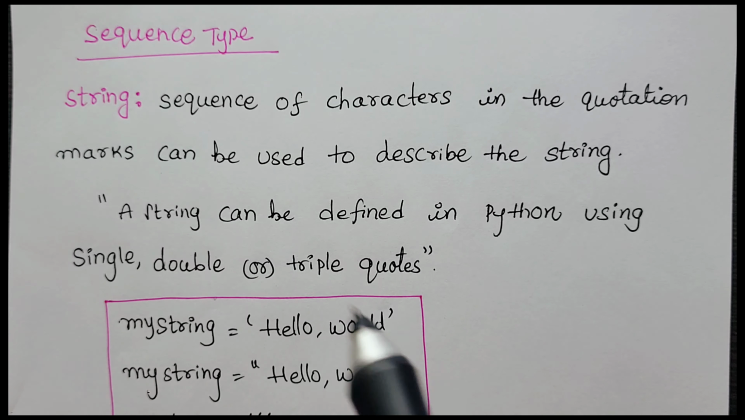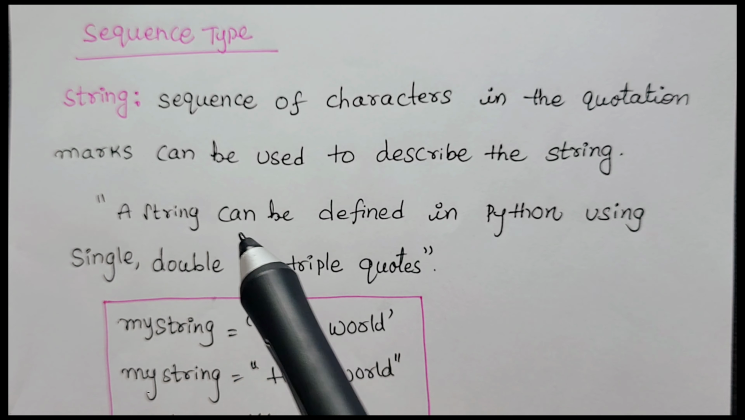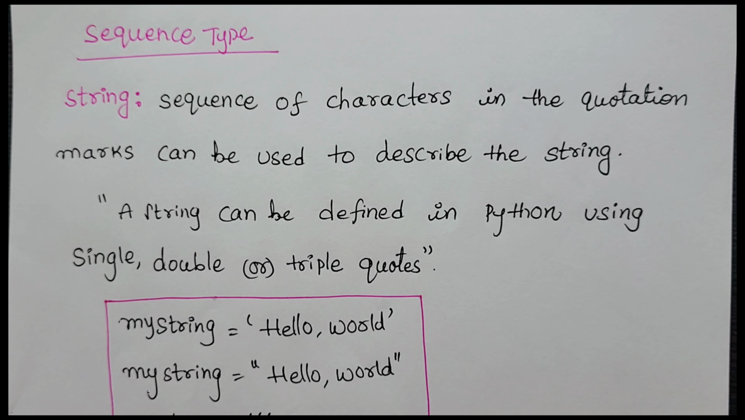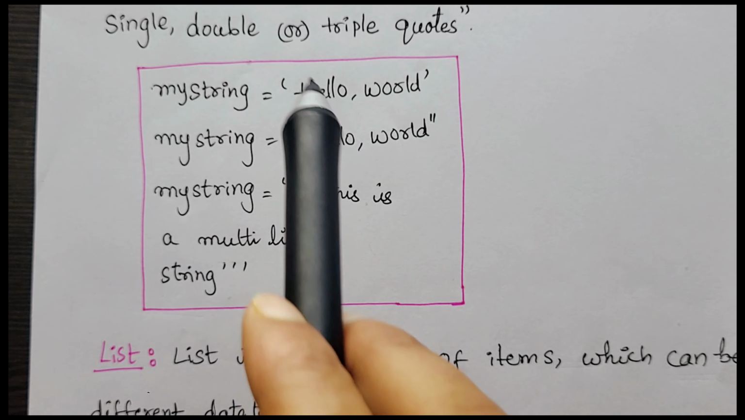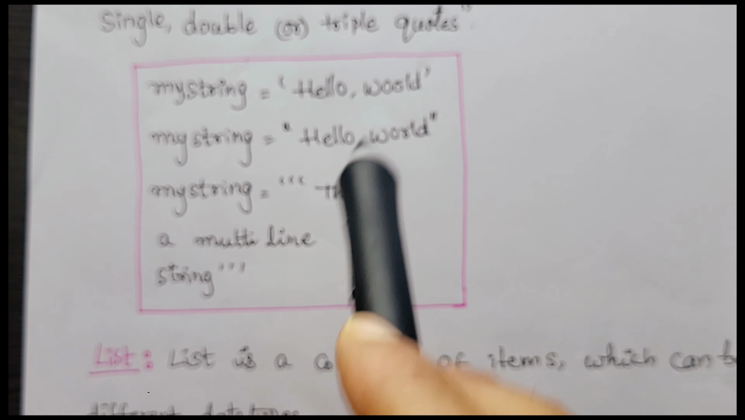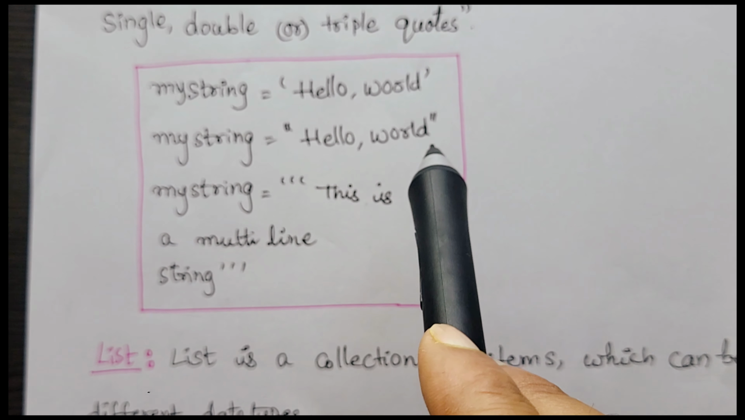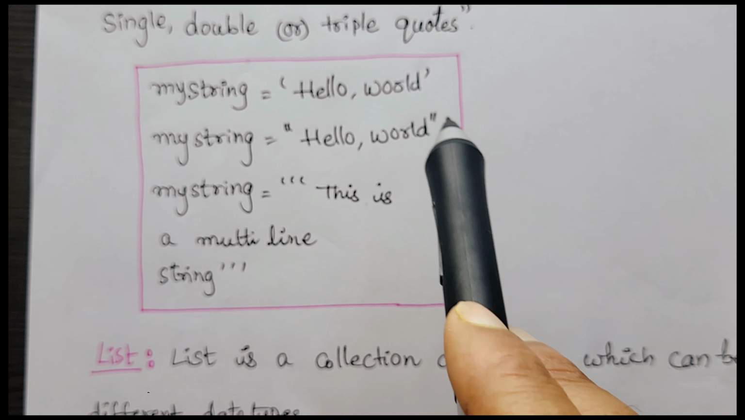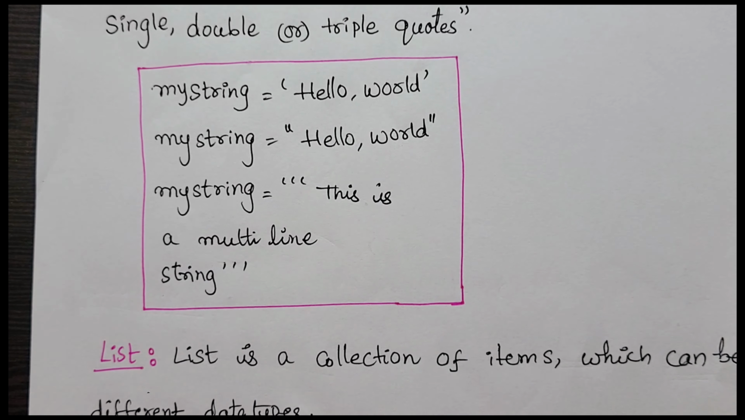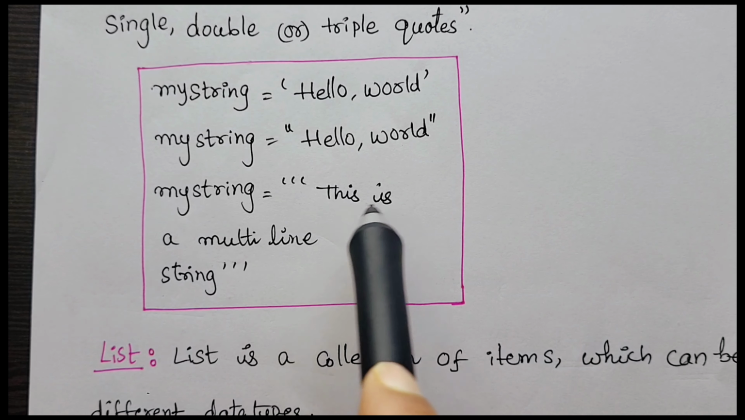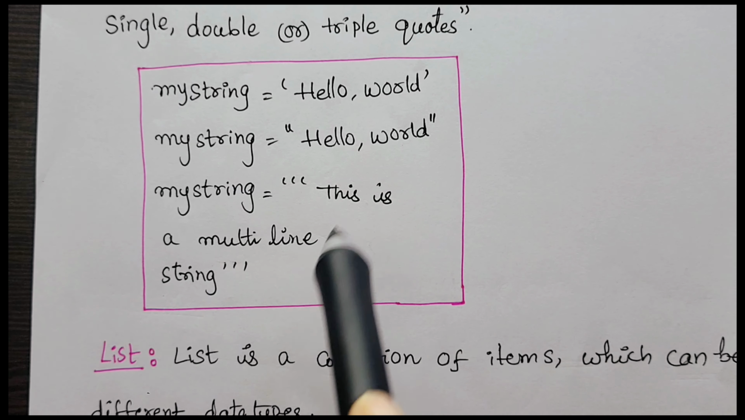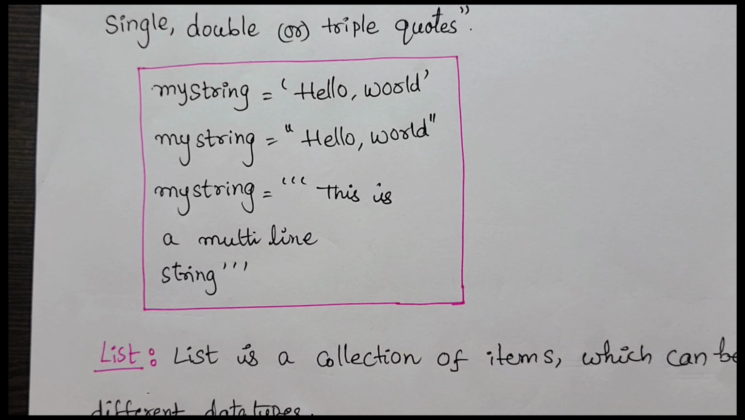Remember, what is meant by a string? String is a collection of characters or a sequence of characters. We are going to use three types of quotes. The first one, you see hello world, I can represent using single quotes. Hello world, I can also represent using double quotes. Next one, my string, you can see triple quotes. So these are the three types of representing strings. So this is all about the sequence type.